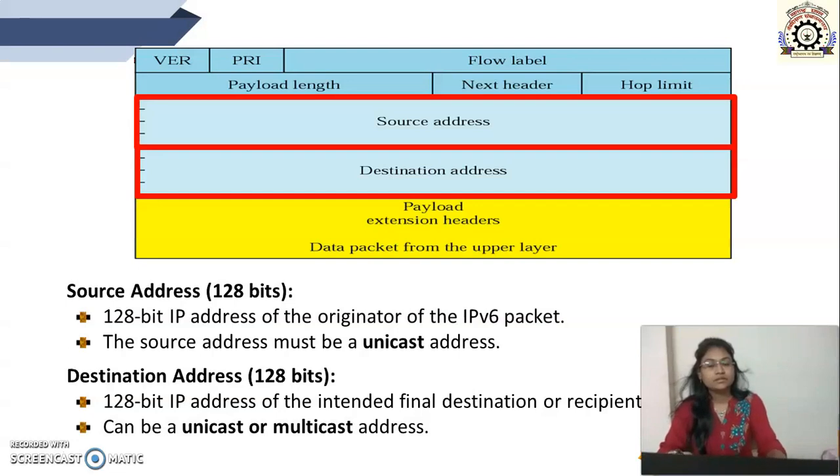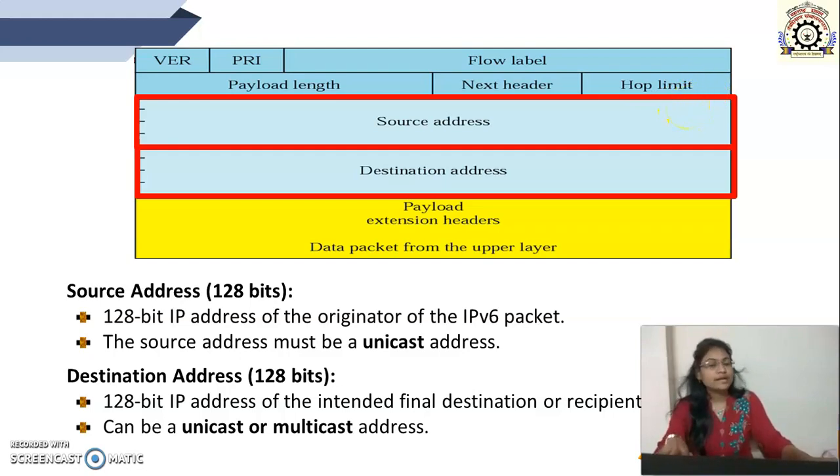Next fields are the source address and destination address. Both have the size of 128 bits. The source address means the address of the originator, that means the address of the sender, the computer which wants to send the data. And the destination address means the intended final recipient of that packet, or the final destination of the packet.